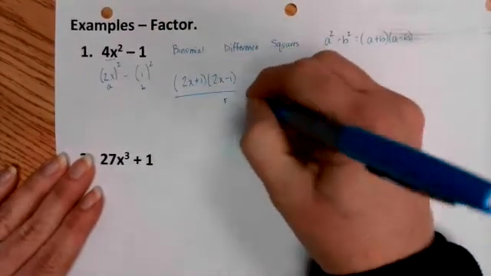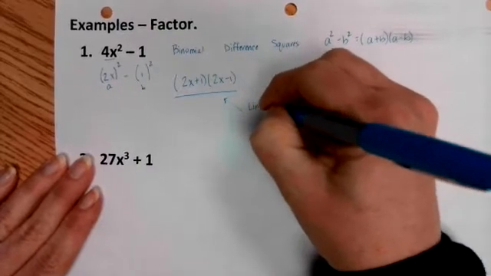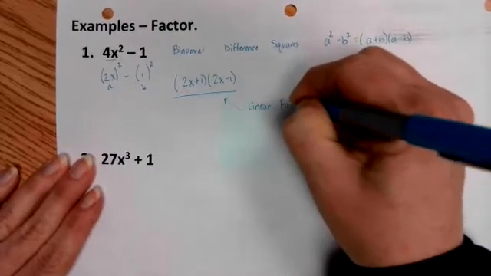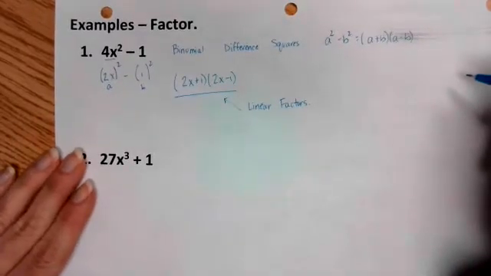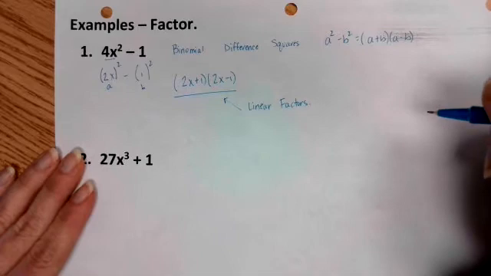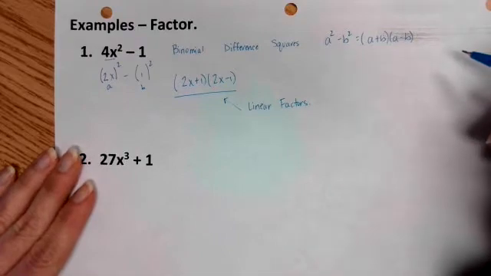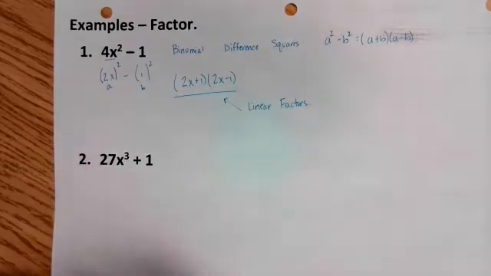Something to note, these are both linear factors. Linear meaning that I have the exponent of 1 for my x value. When you have linear factors, you know you're done. If you don't have linear factors, you might be able to factor more. And I have an example of that too.